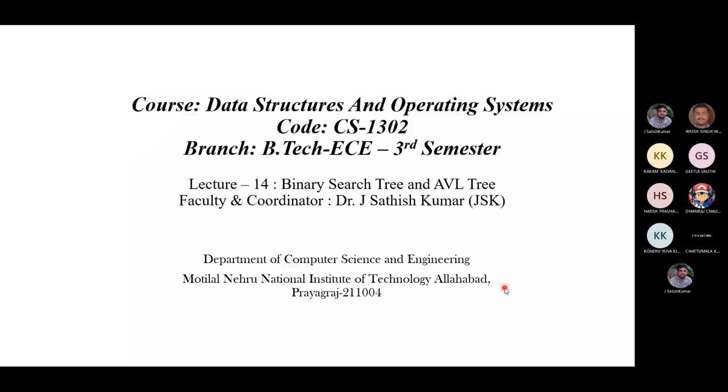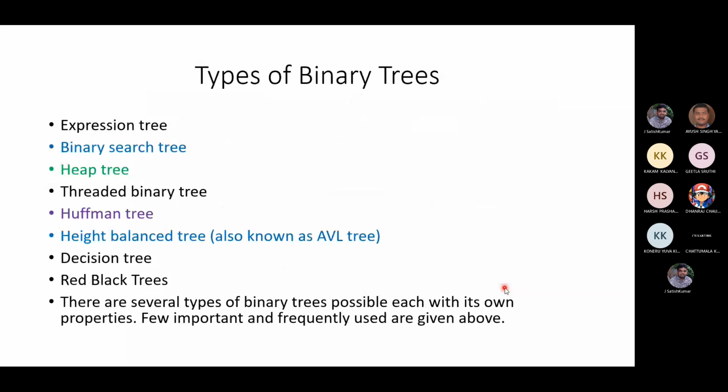In the previous class, we discussed binary tree. We discussed how we can build a tree, how to insert an element, how to delete an element, how to traverse a tree using in-order, pre-order, and post-order. There are various types of binary trees. Each binary tree has its own properties. For example, today we will see binary search tree and height balance tree, which are in blue color.